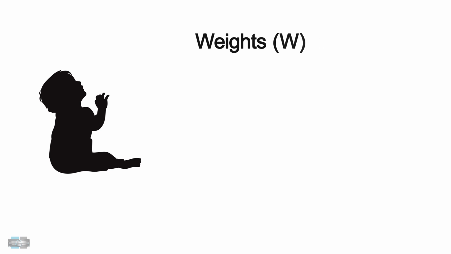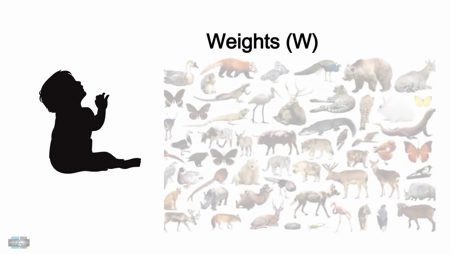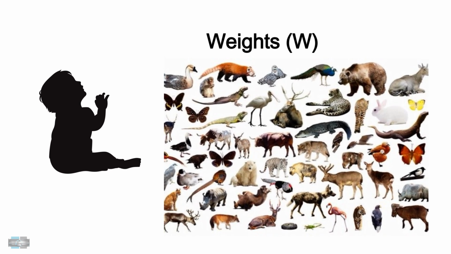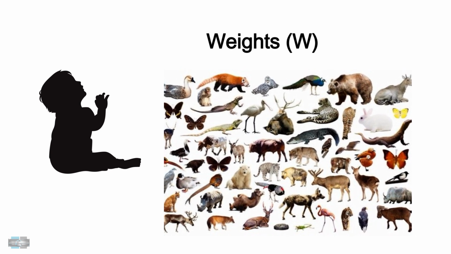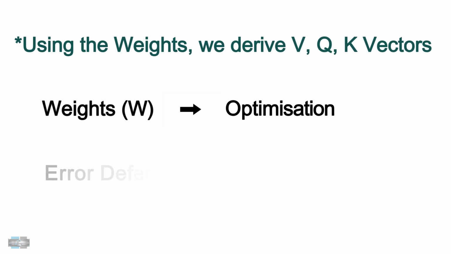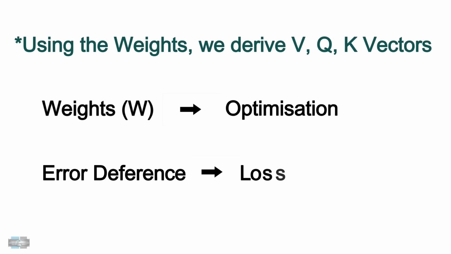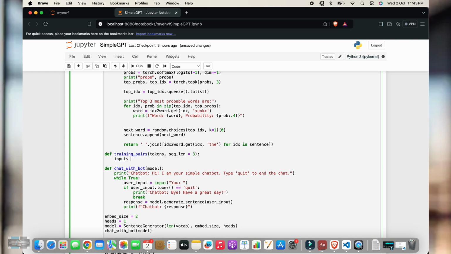Similarly, the weights are like the amount of information that a child knows. If you give more information, the weights of the child will get updated so that the child can efficiently recognize things. The process of adjusting the weights is called optimization, and the process of calculating the error difference is called loss. I hope you understand what optimization and loss are. So basically, we are going to implement those things in our training so that instead of a child, our model will try to recognize the next word efficiently.